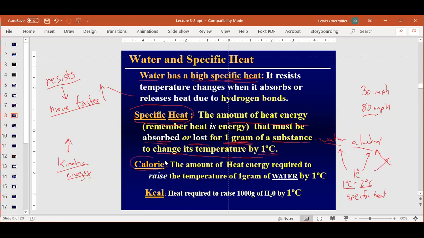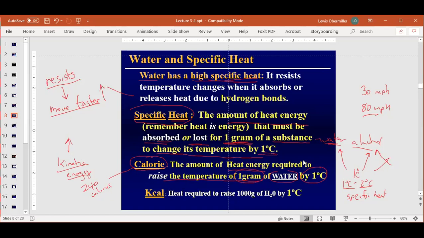Calories, right? Like you look at your nutritional label, I talked about a Snickers bar, it's 240 calories. That's the amount of heat energy required to raise the temperature of 1 gram of water by 1 degree Celsius. So a calorie is essentially the specific heat of water, right? Because we're defining this as 1 gram of water.